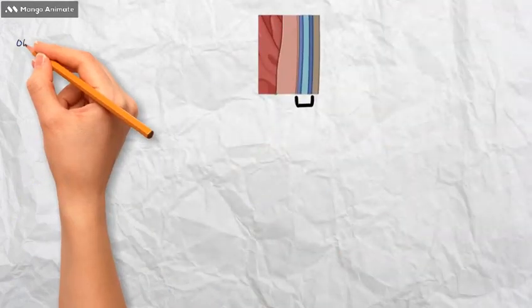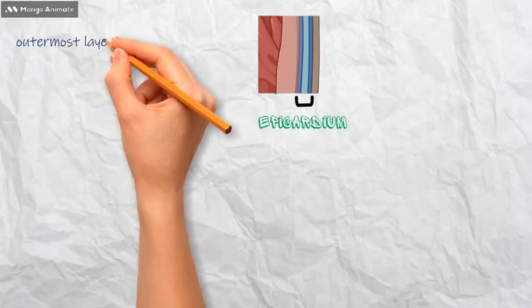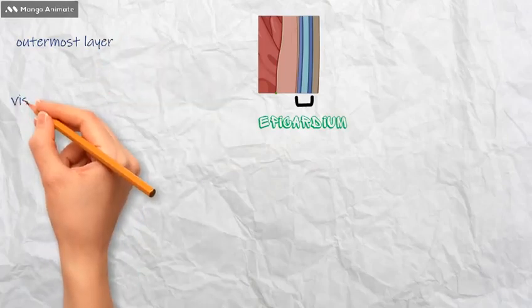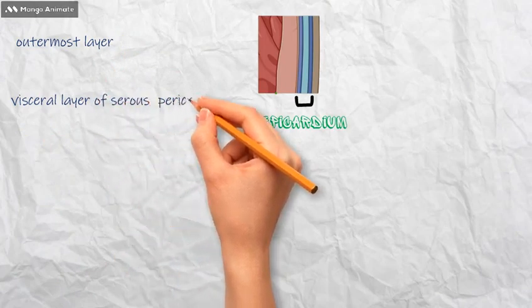Epicardium is the outermost layer. It's not actually the part of the heart wall, but since it sits so tightly at myocardium, it is considered as the outermost one, and it's actually the visceral layer of serous pericardium.